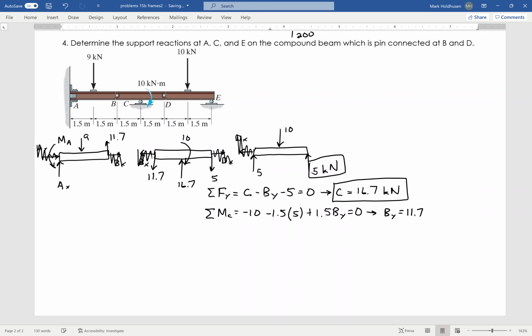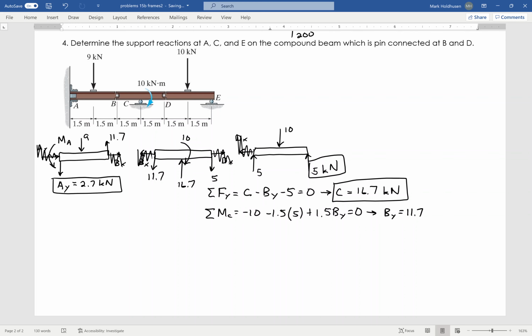So again, now moving to this last one, AX is going to go to 0. This should be AY. Labeled those incorrectly. AX should go to 0 because BX is 0. Those are the only things. AY equals, I have that flipped the wrong way. That has to be downward, and that has to be 2.7 kilonewtons, because I've got 9, 2.7 down to equal that 11.7 upward.